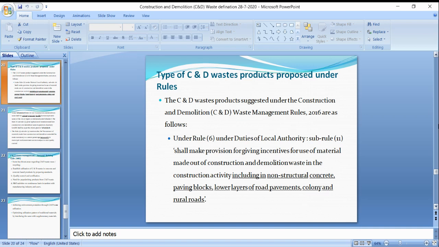So the waste which we get from construction and demolition, they can use as paving blocks. We have seen in the above figures: one is the demolition going on, another is the composition figure, and another is the reuse of materials. There we can see that they are forming paving blocks, and the materials can be used in lower layers of road pavement, and in colony and rural roads, where there is low traffic.